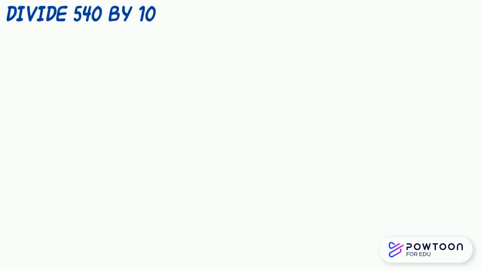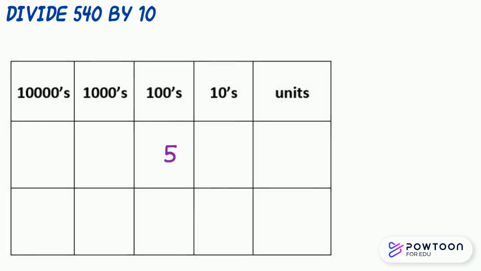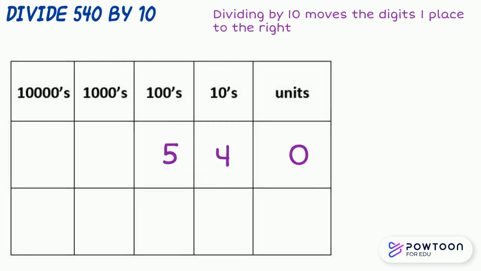In this example, we're going to divide 540 by 10. Again, start off with your table and write the numbers in. Because we're dividing by 10, we're going to move the digits one place to the right now. So each of those digits will go to the right, and that 0 will just be dropped off. So now our answer is just 54.